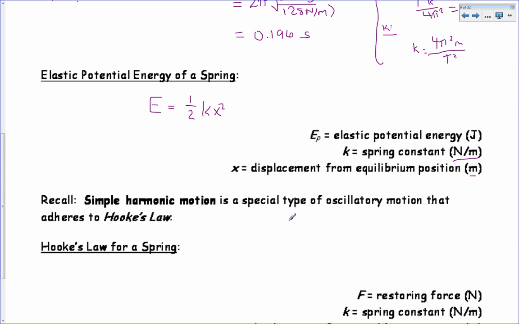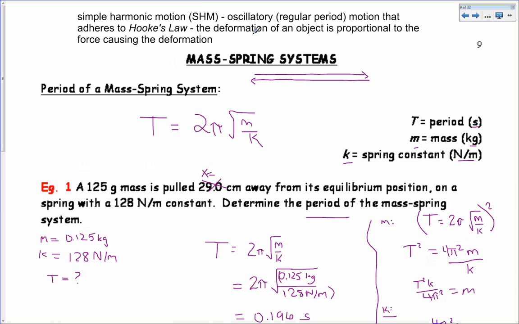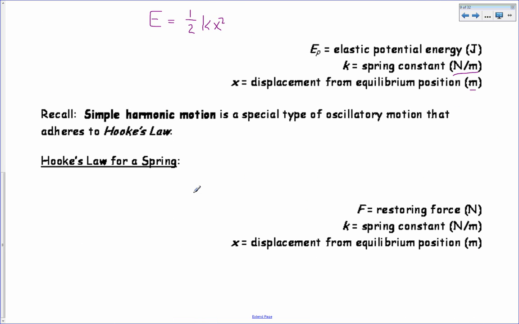So simple harmonic motion is a special type of oscillatory motion that adheres to Hooke's law. And so specifically for a spring, we set up here that Hooke's law says the deformation of an object is proportional to the force causing the deformation. There's actually a simple formula for that. Hooke's law says that F is equal to kx, so k times x, and you put a negative sign in front of the k. F is the restoring force, in newtons, k is the spring constant, Newton meters, and x is the displacement from the equilibrium position.